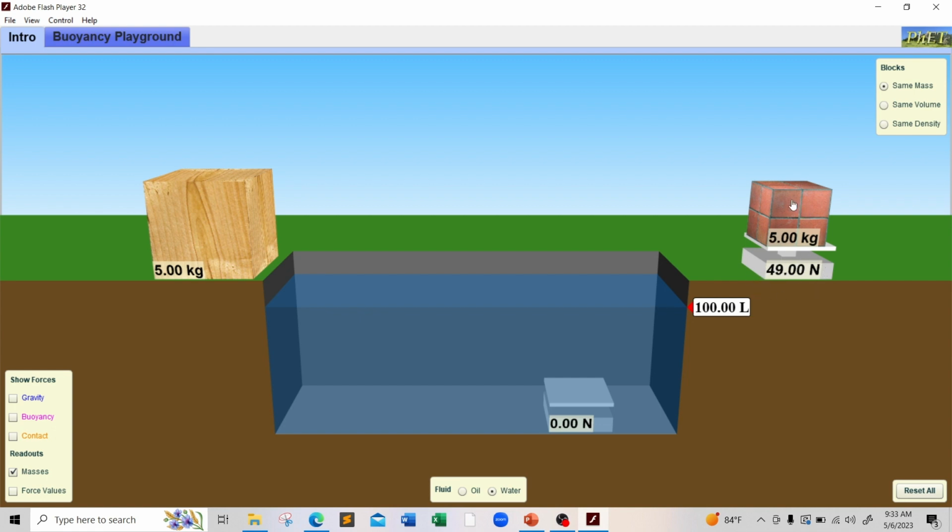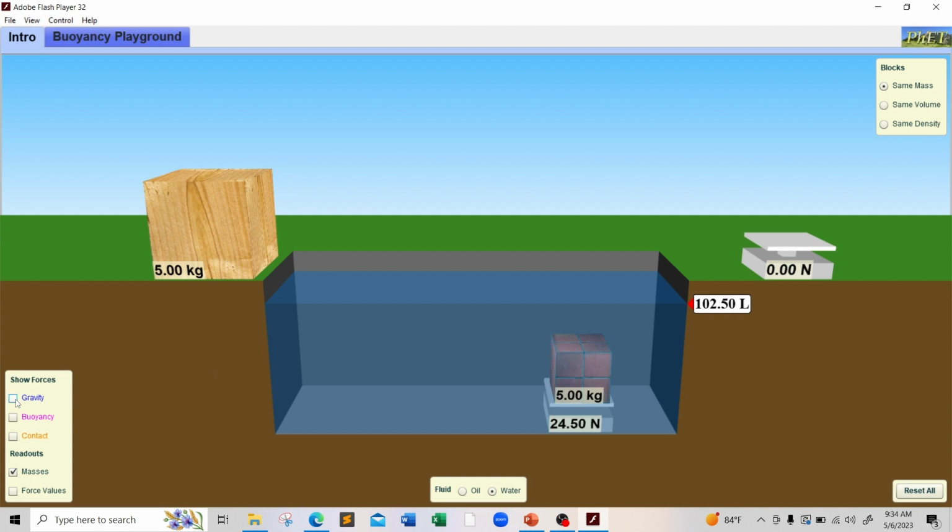Now let us see whether it becomes lighter when we keep it in the liquid. So we will place it on the weight machine kept in the liquid. Now you can see that the weight is not 49 Newton anymore. It is showing 24.5 Newton. That means definitely this object has lost some weight. Why did it lose some weight?